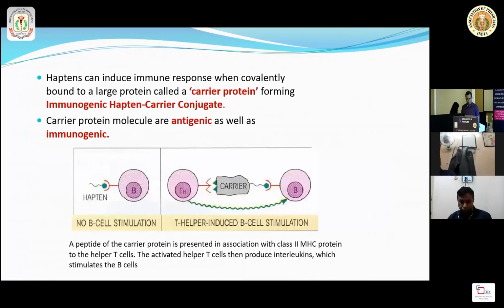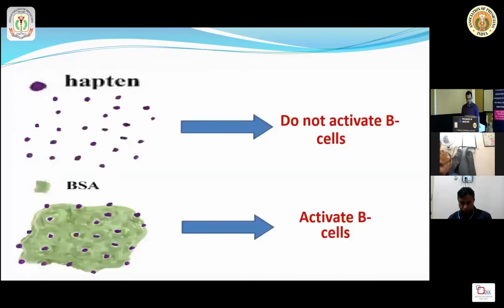As we know, haptens can induce immune response when covalently bound to a large protein called a carrier protein, forming an immunogenic hapten carrier conjugate. Carrier protein molecules can be both antigenic as well as immunogenic. As we can see from the slide, a hapten by itself cannot lead to B cell stimulation. But when a peptide of the carrier protein is presented in association with class 2 MHC protein to the helper T cells, the activated helper T cells then produce interleukins, which stimulate the B cells.